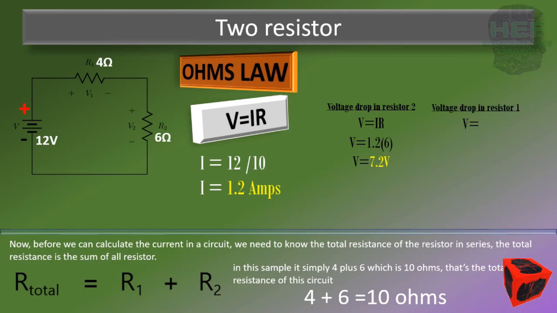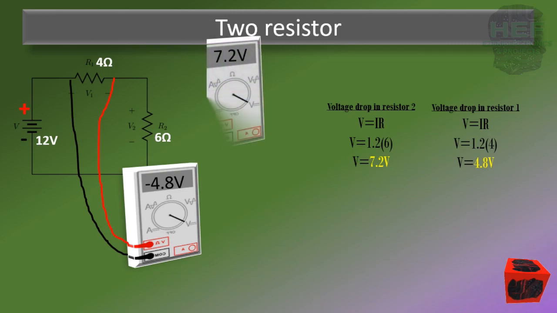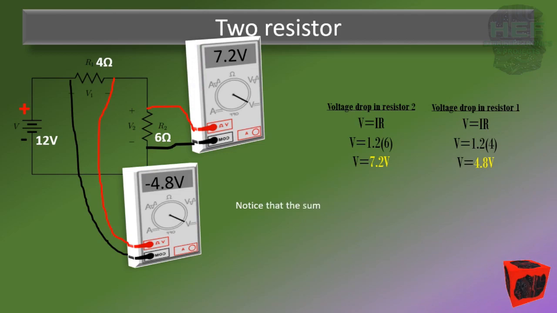Now for V1 is going to be I times R1. So that's a current of 1.2 amps times a resistance of 4 ohms, which is 4.8 volts. So let's talk about what this means. If you were to take a voltmeter and connect it across R1, if you do it properly, you're going to get a voltage of 4.8 volts. If you do across R2, you're going to get a voltage of 7.2 volts. Notice that the sum of the voltage drops in this circuit is equivalent to the voltage of the battery.